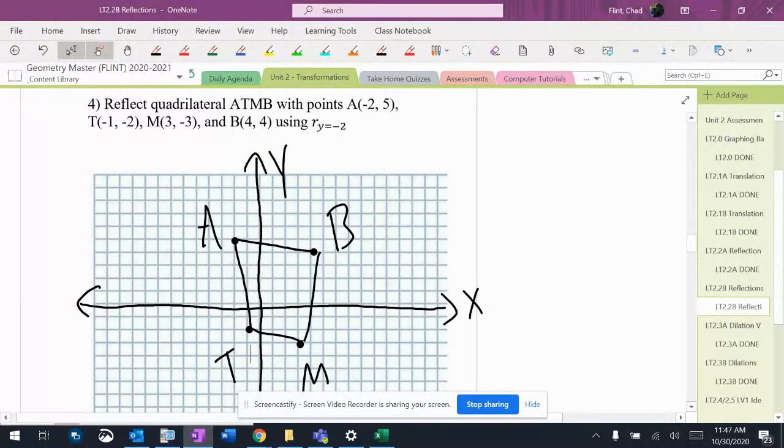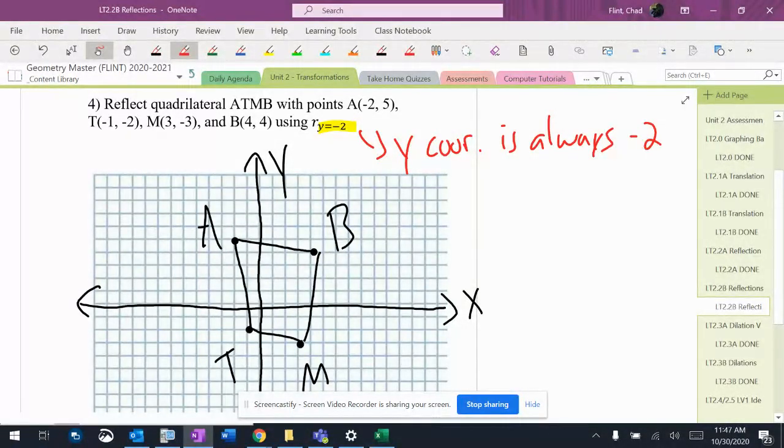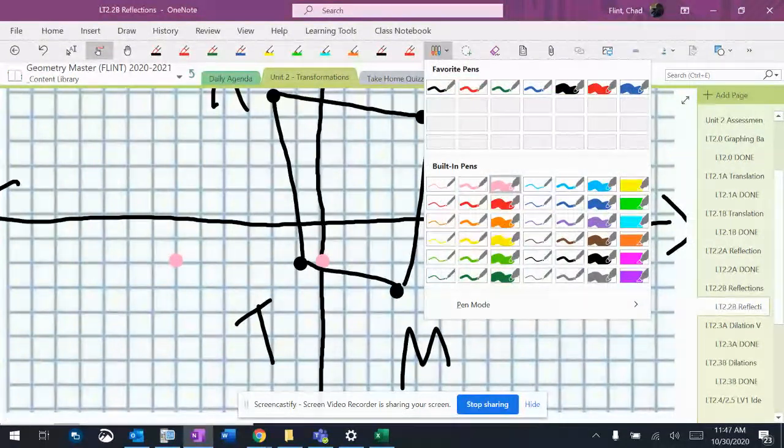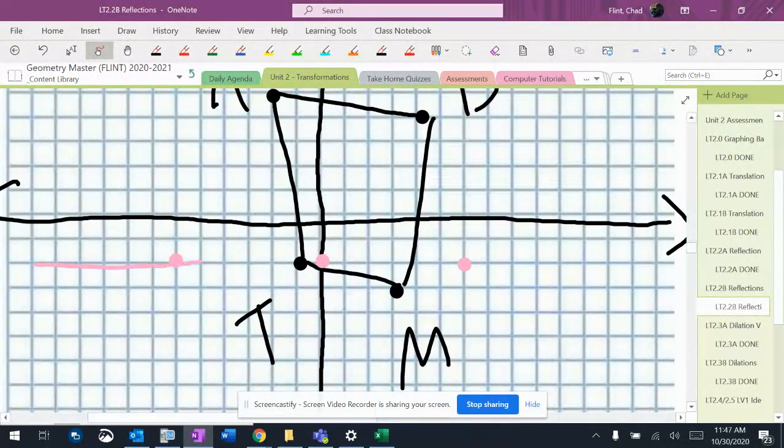Now it says reflection over line y equals negative 2. This is the most important part of the problem. I have to get that line in the right spot. Remember, that means the y coordinate is always negative 2. So if I zoom in here, a y coordinate of negative 2, I'll pick a different color. A y coordinate of negative 2 is going to be along this line right here. All right, so there's my y equals negative 2.